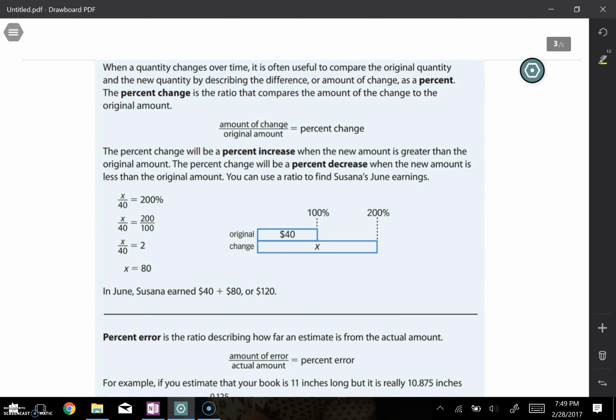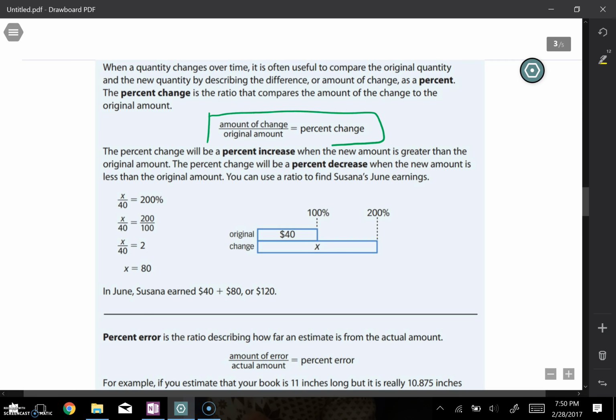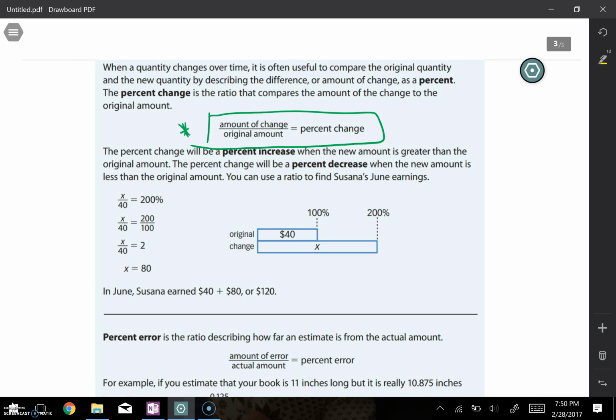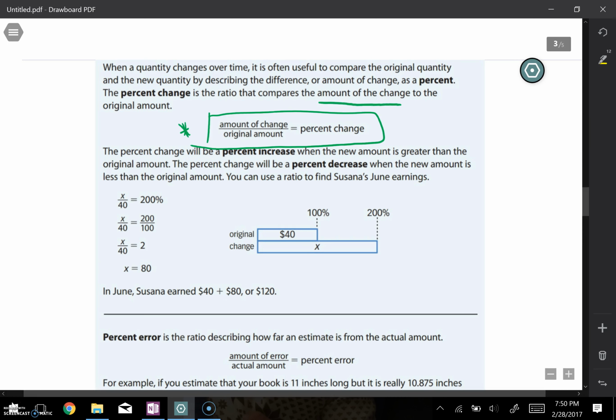So what we just did, talking about percent increase, with the quantity changes over time, it often is useful to compare the original quantity, that's the original $40 Susanna made, to the new quantity describing the difference, or the amount changed. There's actually a formula for that, and it is right here. Please put a box around it, put an asterisk as a percent change. Percent change is the ratio that compares the amount of change divided by the original amount.